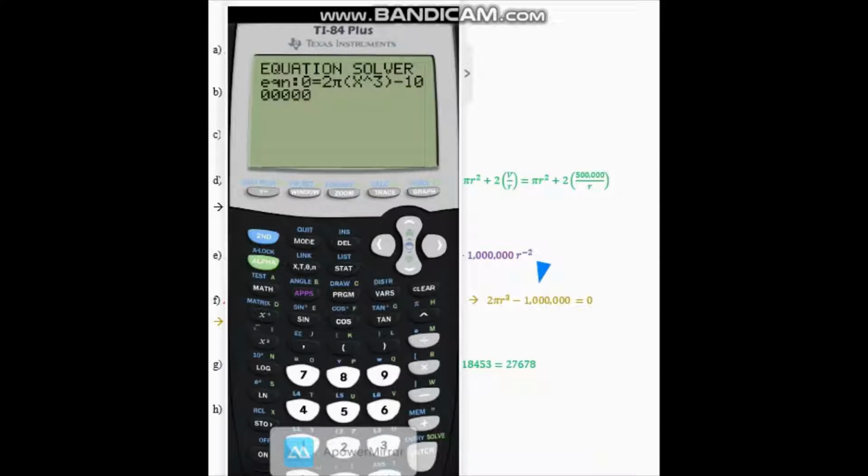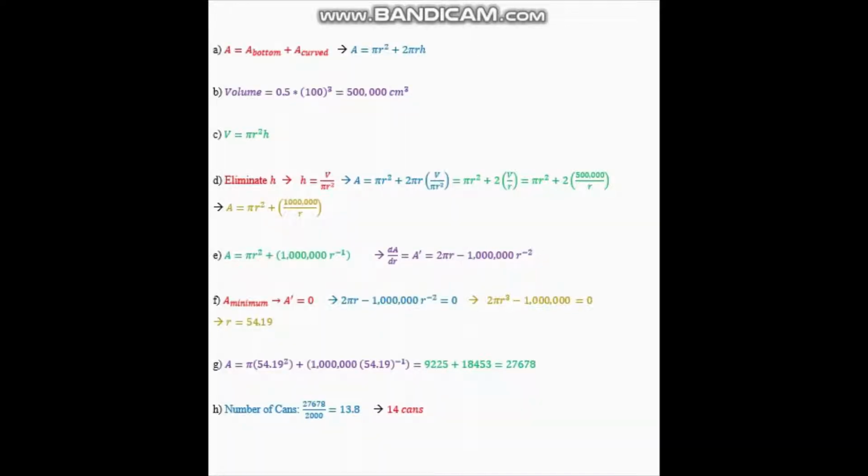There is my equation, and then I shall click on enter. I shall provide a guess, so let's just assume 5, and I shall press on alpha, solve, and the calculator tells me that x equals 54.1926. Hence, this is my solution for r.